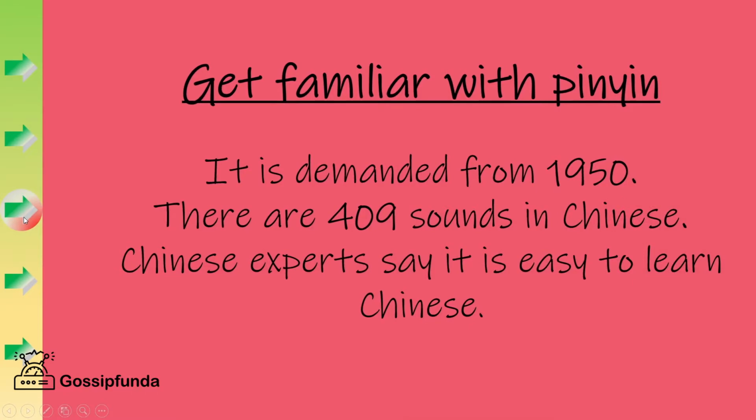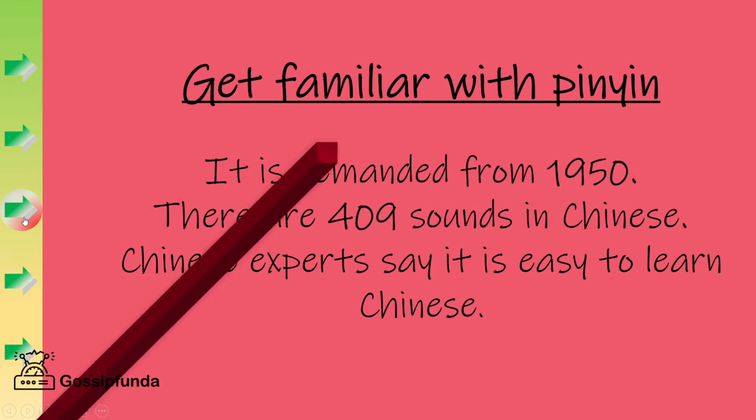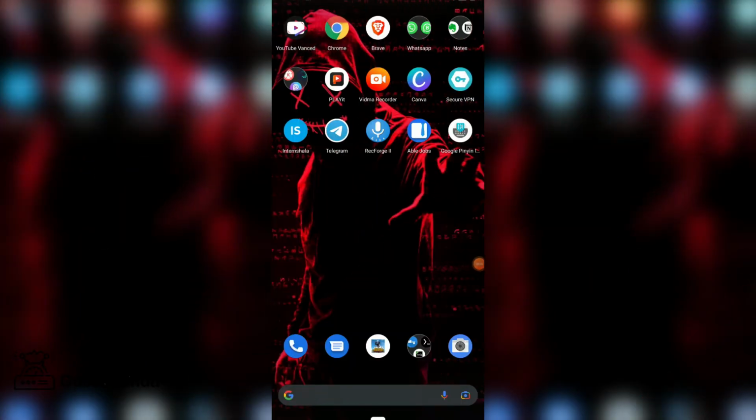Now get familiar with Pinyin. It has been in use since 1950. There are almost 409 sounds in Chinese. Chinese experts say it is the easy way to learn the Chinese language, and it is available on Windows, Android, Linux, and iOS also. Now let's see how we can use Google Pinyin on Android.